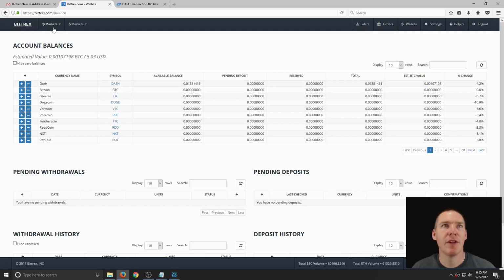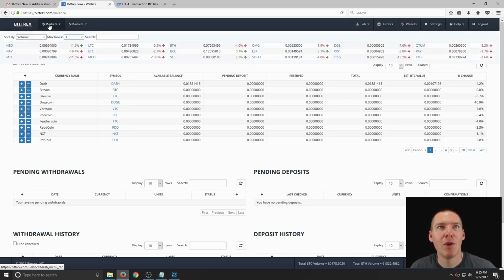So to exchange, in the top left-hand corner, there's two different markets. There's this B market and a $ market. So the B is for Bitcoin. The Bitcoin symbol is what that is. So if we go to the Bitcoin markets, first, before I can actually trade into anything, since they don't have a Dash market, I would have to exchange my Dash into Bitcoin first. That's pretty common with some of these exchanges.